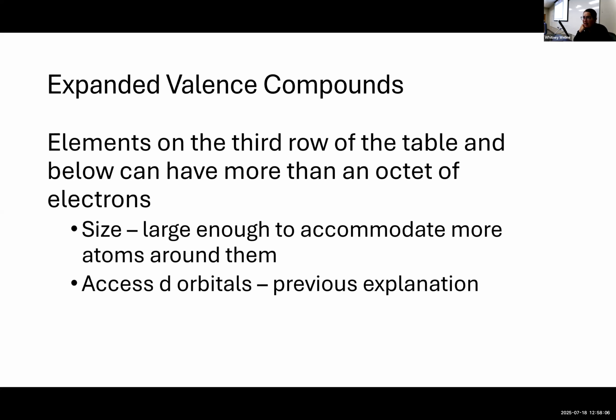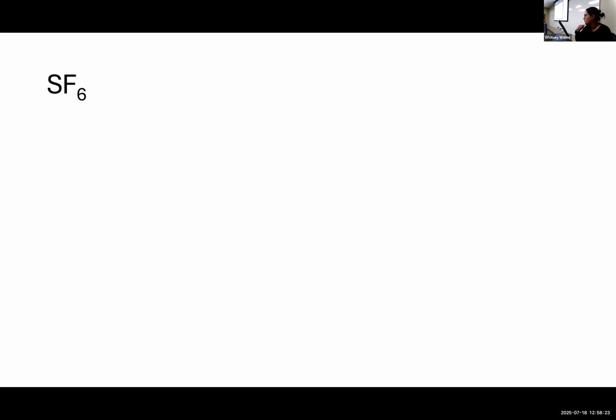And then sometimes you'll have access to d orbitals. Like I said, I would say third row, which starts with aluminum, silicon, and phosphorus. Anything after that can have more than 8 under certain circumstances. And I'll show you that on the next slide.